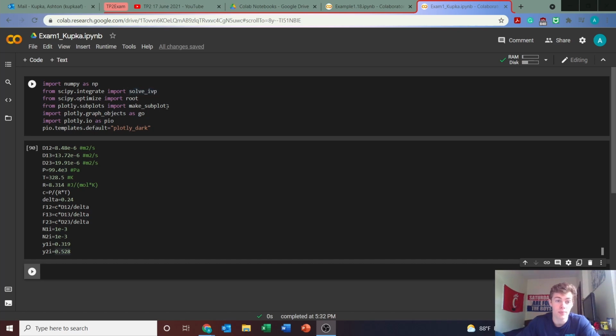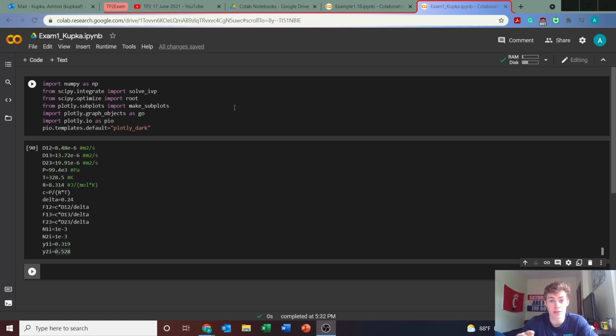solve_ivp. And then to make plots of our data in order to display the mole fractions, I imported from plotly.subplots make_subplots, and then I also imported plotly.graph_objects as go, or graph objects, or Go, whichever you want. I'll refer to it probably as Go. But that just allows me to make subplots, to make plots side by side one another, and the graph objects allows me to add points and/or data to said plots in order to graph them.